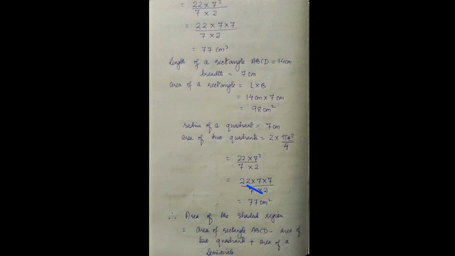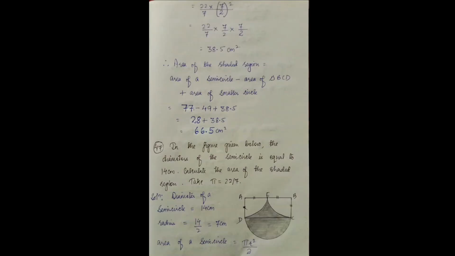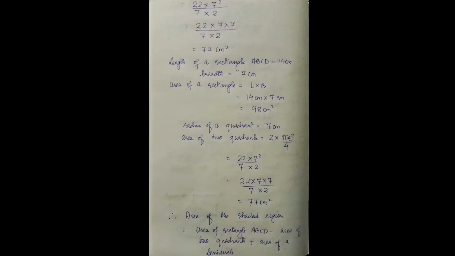Now we have to find the area of the shaded region, right? So shaded region is from this rectangle. We have to subtract these two quadrants to get this shaded region. Then we have to add the area of this semicircle. Okay, that will give you the area of the shaded region. So here we have to write area of the shaded region is area of a rectangle ABCD minus area of two quadrants, plus we have to add the area of semicircle.